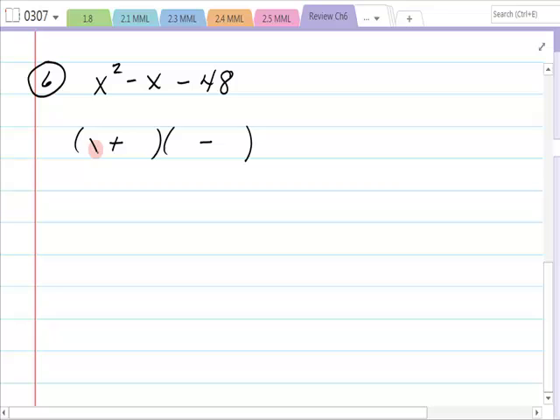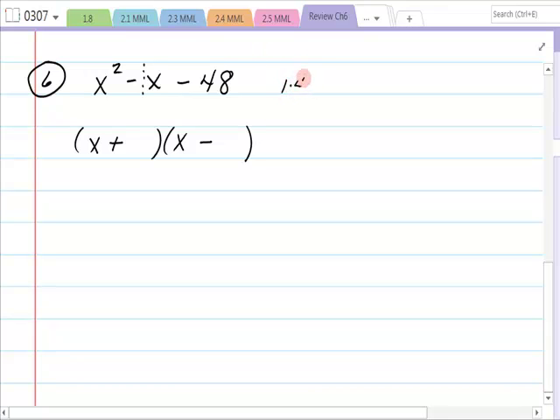Okay, I know I've got an x and an x. Please be cautious. When you use the plus and minus, it means that you're going to look for a difference of the outers and inners, not a sum. The difference needs to be negative 1. Okay, so I'm looking for factors of 48 with a difference of 1.